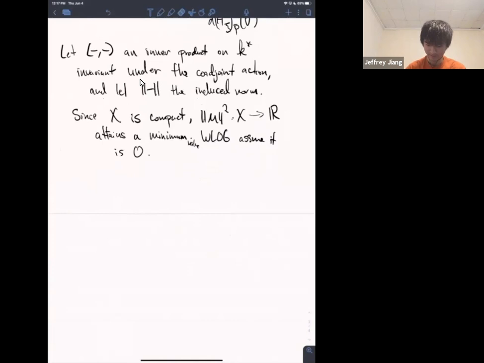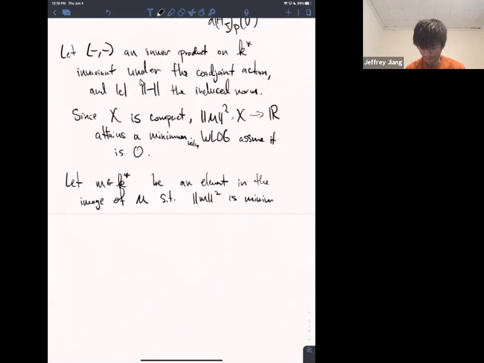Okay. So let M in K dual, I don't want to use that letter too much, so just A or maybe M, be an element in the image of mu such that the norm of M is minimal. Then the symplectic quotient is mu inverse of M mod K.